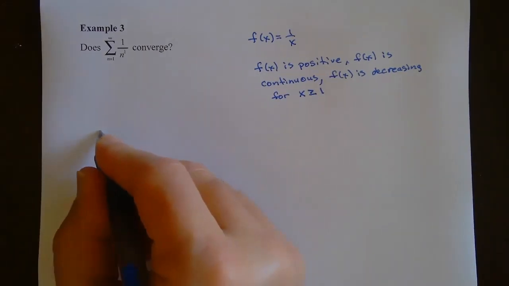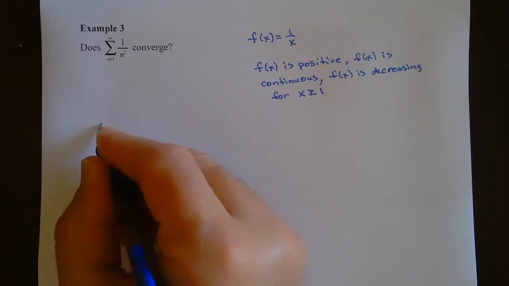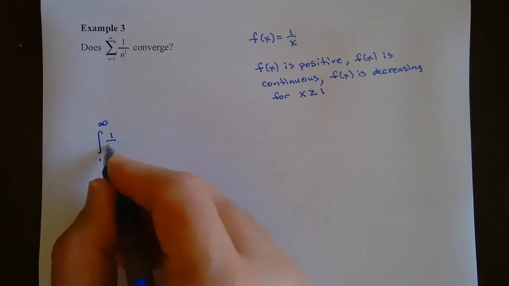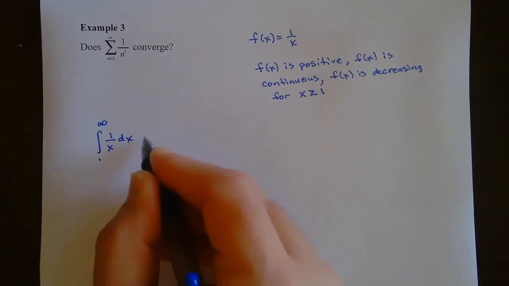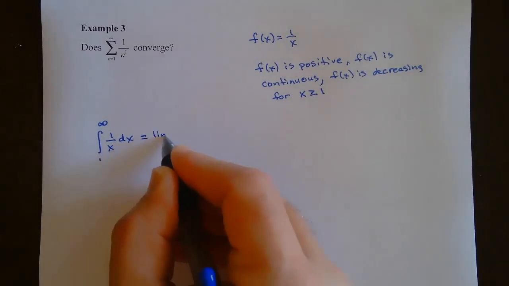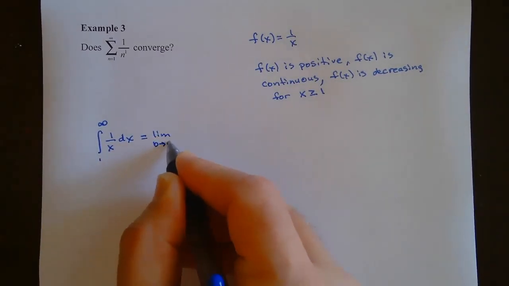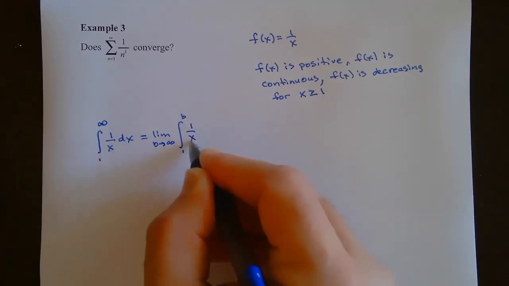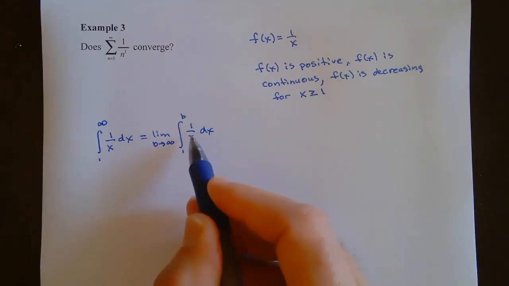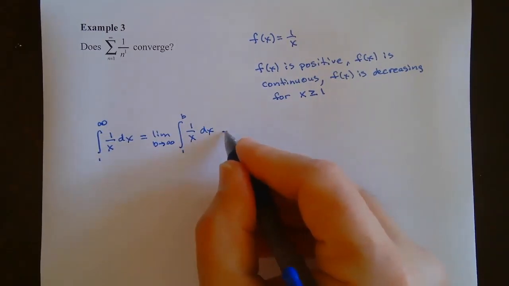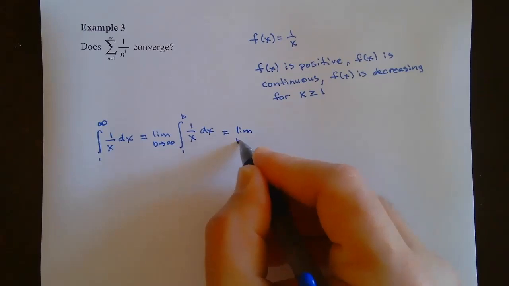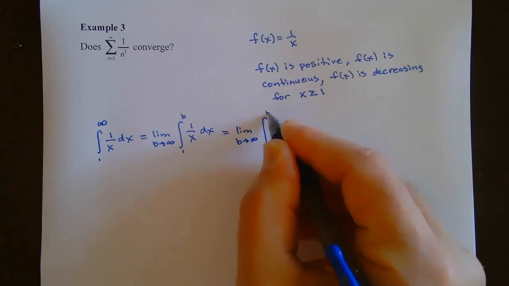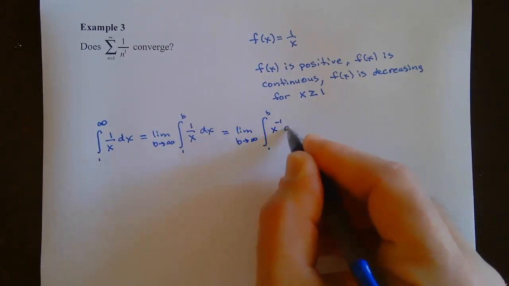So my integral is going to start at 1 to infinity, and it's 1 over x dx. That becomes the limit as b goes to infinity of the integral from 1 to b of 1 over x dx. That's going to become x to the negative 1. So the limit as b approaches infinity of the integral from 1 to b of x to the negative 1 dx.